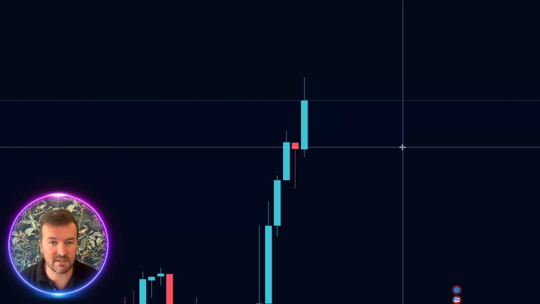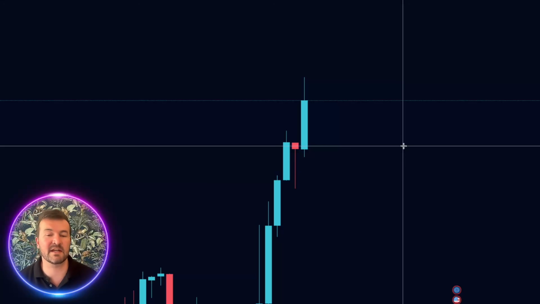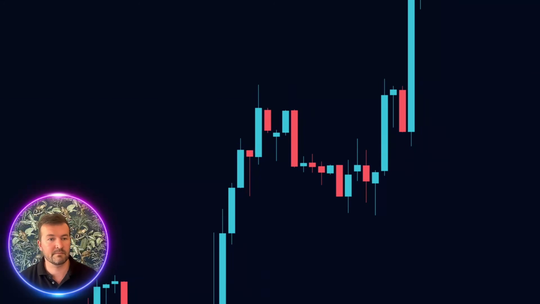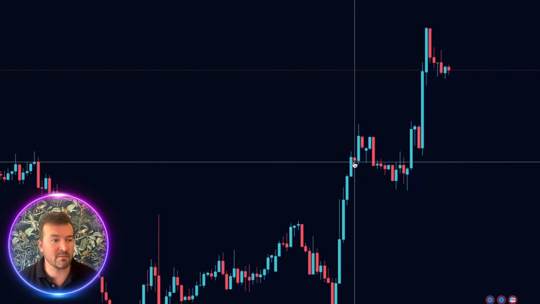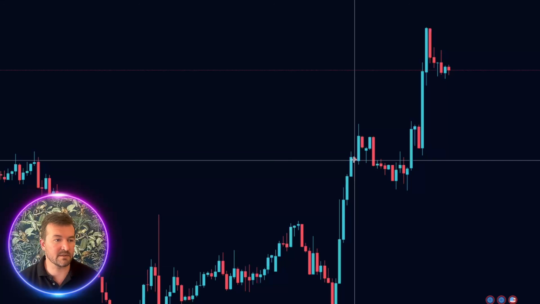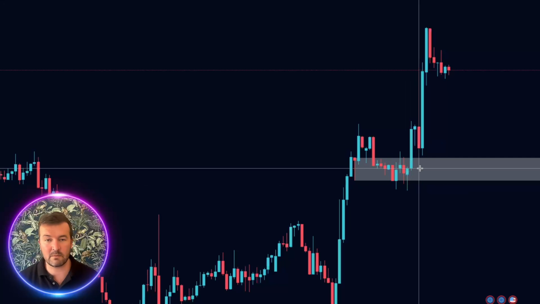So let's play this out just a little bit and we'll move on to the second mistake that people are going to be making. Now, as we can see, that move would not have played out. This was the order block in question. That would not have worked.